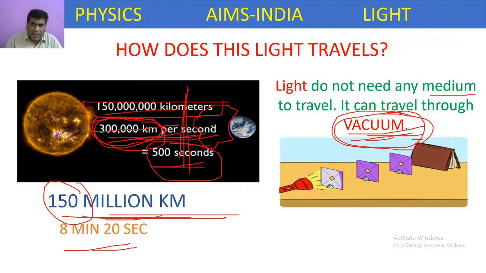In lower classes, 5th class or 6th class, in your school textbooks, you might have observed a small experiment. We call it the pinhole experiment. In that experiment, what will they do? They will take a torchlight. They will keep cardboards: cardboard 1, cardboard 2, cardboard 3. And on the other corner, they have placed a book.